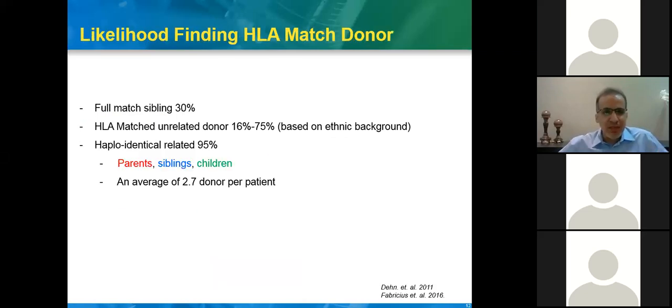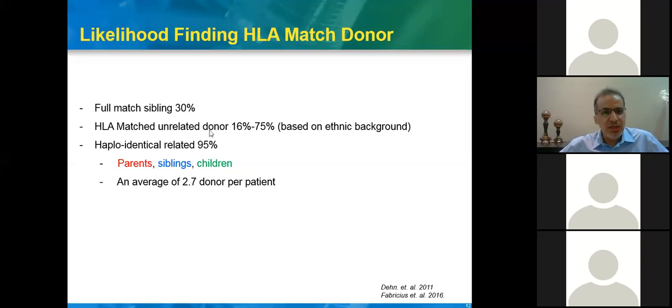So the likelihood of finding an HLA full match sibling is 30% in the West. In our Arab community, the probability of finding a match is much higher. It is around 60 to 70%. Although we feel that we need to do a new study, because family size is now shrinking, so we think it is now really less than 70%, the chance of finding a matched sibling.